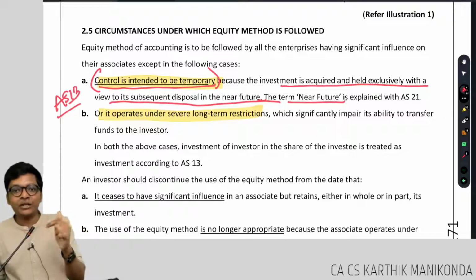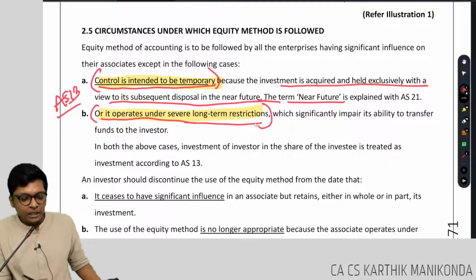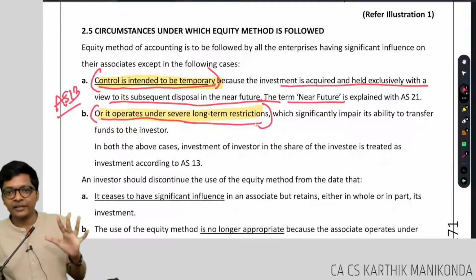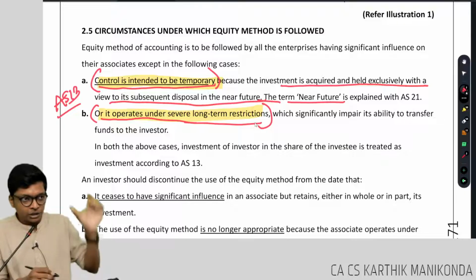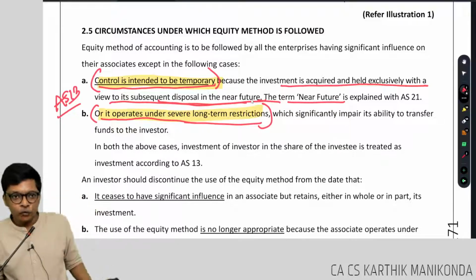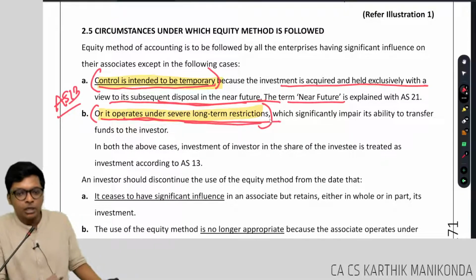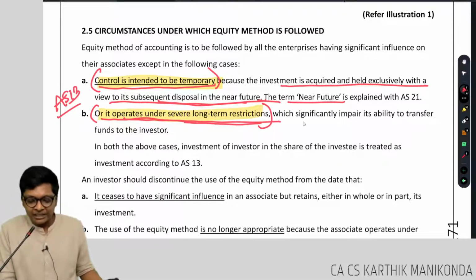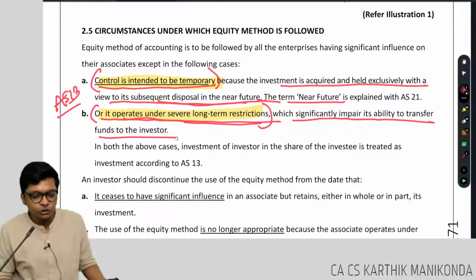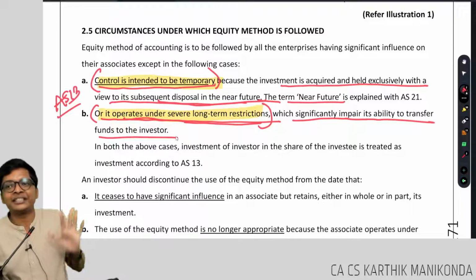Second, cash flow restrictions. The key term is it operates under severe long term restrictions. That's the key word, guys. I want to show you the keywords. That short term is nothing but intention to dispose in the near future. That cash flow restrictions is nothing but operates under severe long term restrictions which significantly impairs its ability to transfer funds to the investor. That's why in simple I told long term cash flow restrictions.